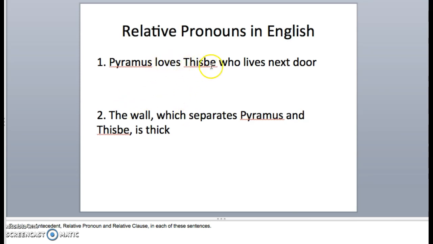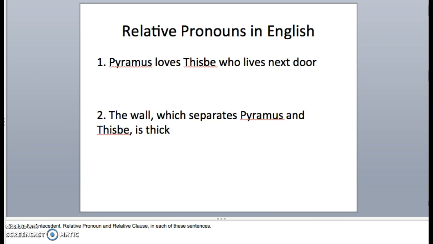Alright, using that same information about relative pronoun, relative clause, and antecedent, see if we apply it to sentence number 2, we see that the main clause is the wall is thick. And this time, it's interrupted and placed in the middle as the relative clause, which separates Pyramus and Thisbe. So you ask yourself, well, what's separating Pyramus and Thisbe? In order to find out what the antecedent is, in this case, it's the wall. So you know the antecedent is the wall, and the relative clause is from which to Thisbe, and the relative pronoun is which. All right.